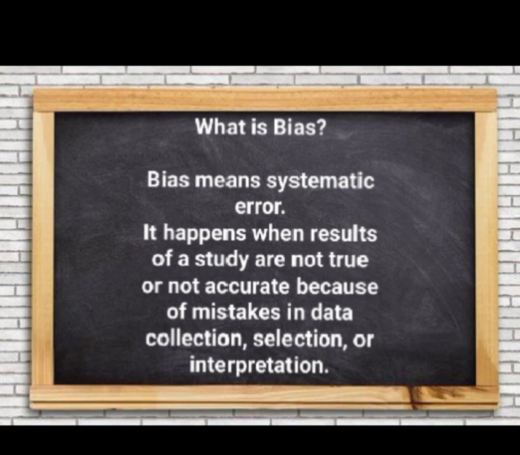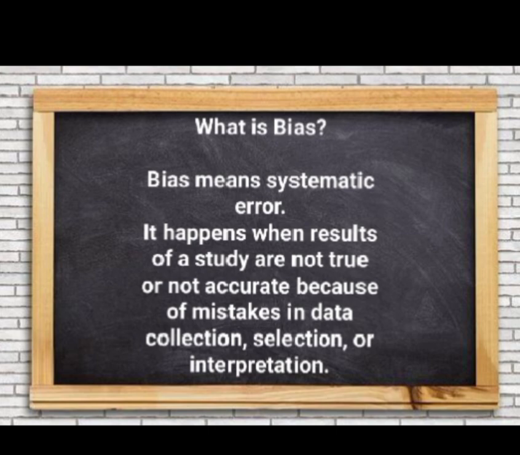Bias means systematic error. It happens when results of a study are not true or not accurate because of mistakes in data collection, selection or interpretation. In simple words, we say bias is equal to wrong results because something was done unfairly or incorrectly.